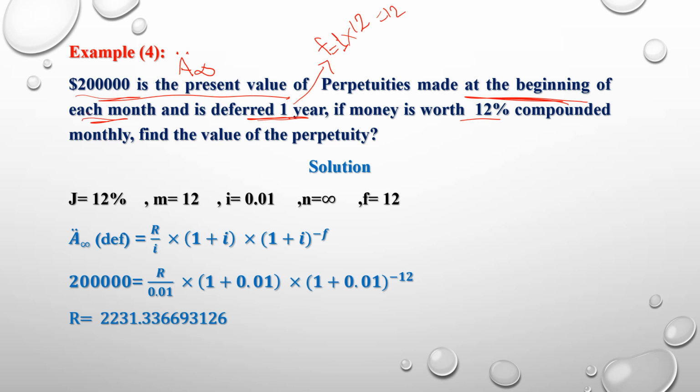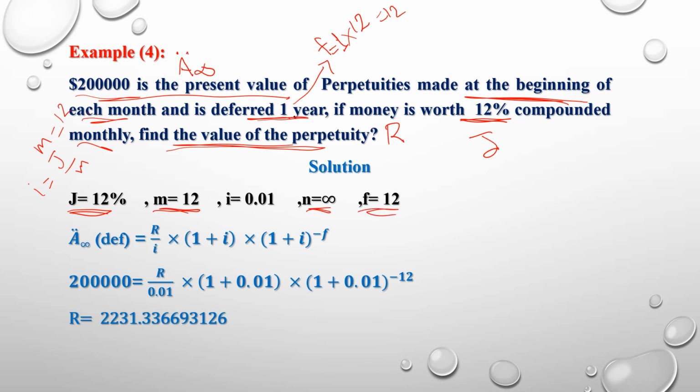If money is worth 12%, so this is J compounded monthly, so M equals 12 and I equals J over M. Find the value of the perpetuity, which is missing, so he is asking about R. From this example, we have J equals 12%, M equals 12, I equals 12% over 12, which means 1%, N equals infinity, F equals 12.